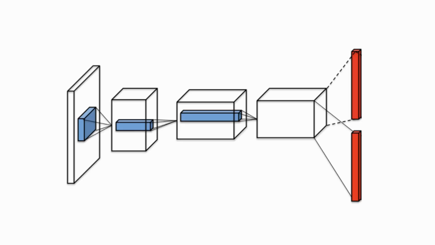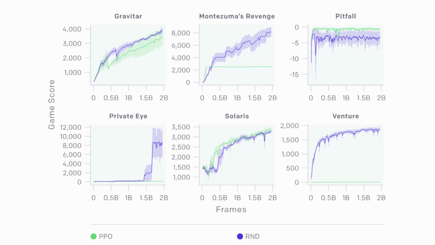They combined random network distillation with proximal policy optimization, or PPO, a policy gradient algorithm. They also separated the learning of the value function for the intrinsic reward and the extrinsic reward using two separate heads. Comparing random network distillation with the PPO baseline, you can see the sharp increment brought by the random network distillation algorithm in pretty much all six of the most difficult Atari games from an exploration point of view.